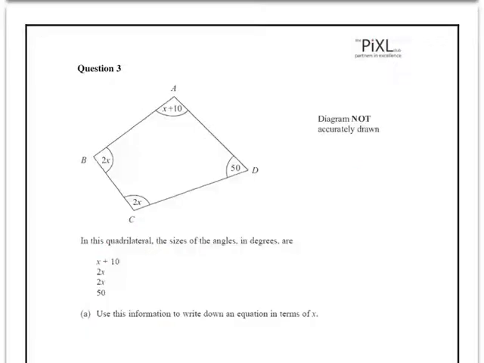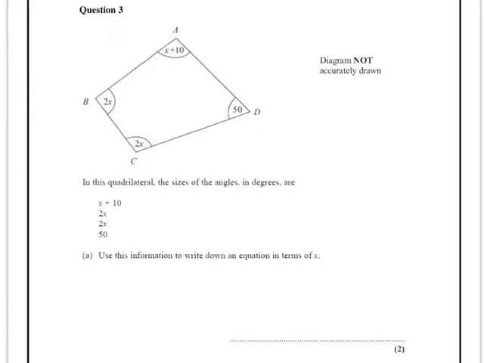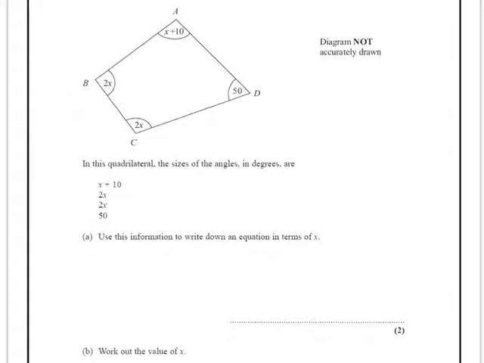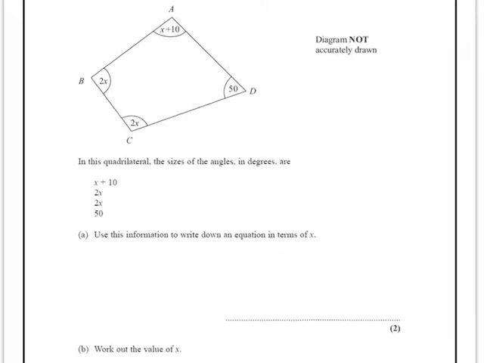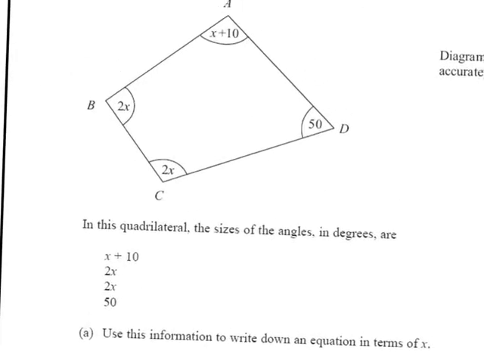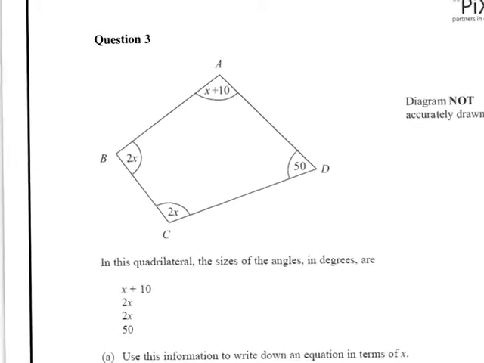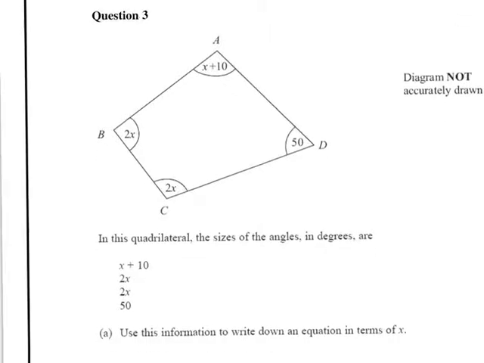Okay, question 3. Here we have a forming and solving equations question all about quadrilaterals. So we're just going to look at these first of all. We've got these angles in here. Now they don't have numbers apart from one of them, the rest they're all algebraic, so what we need to do is just think about adding those together.